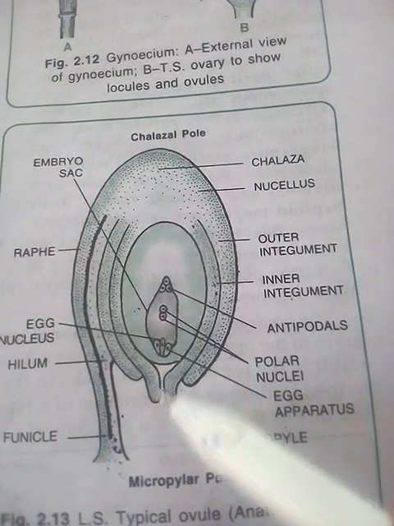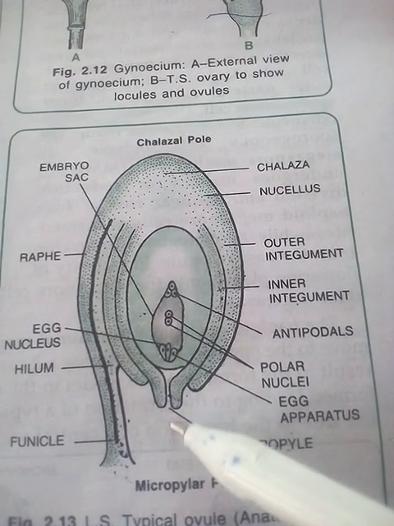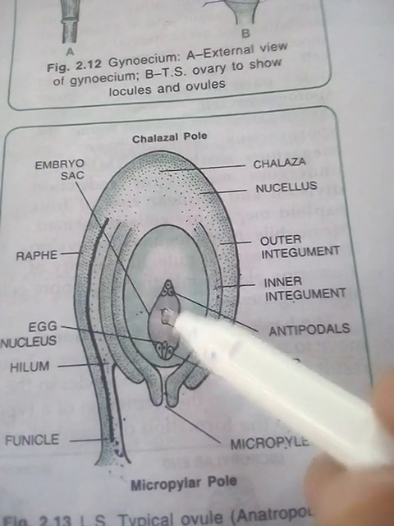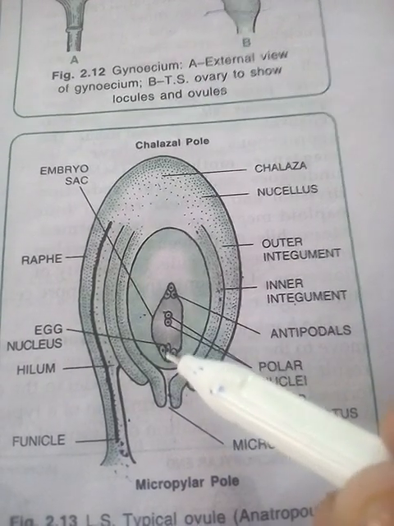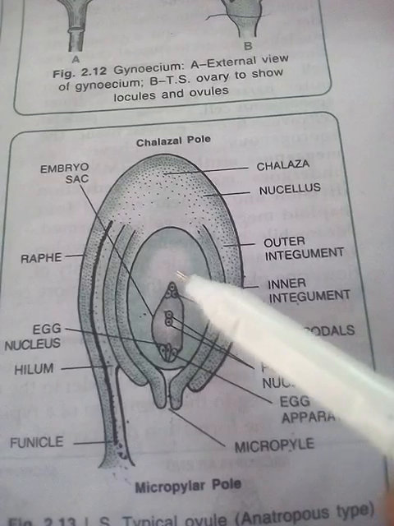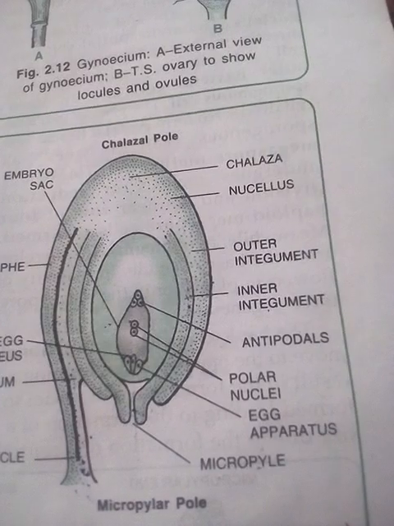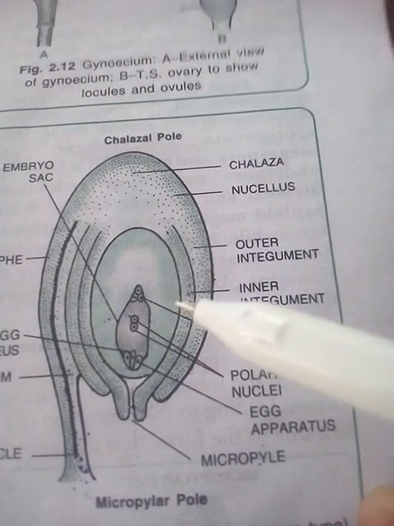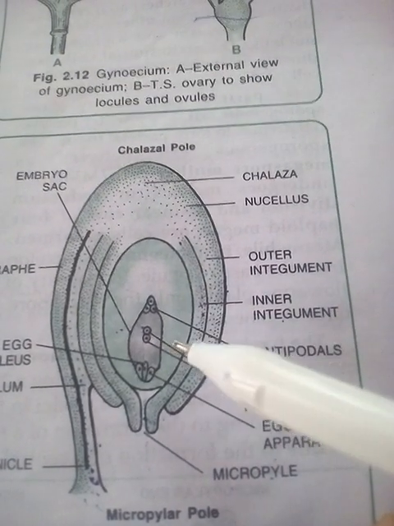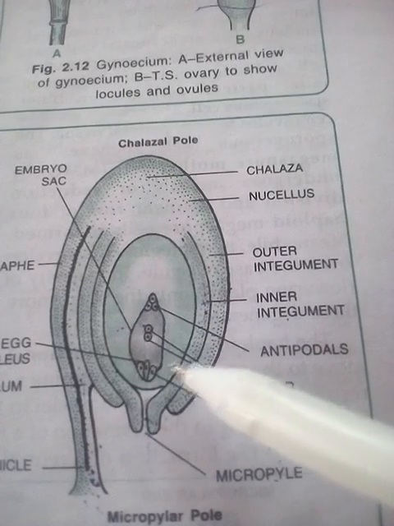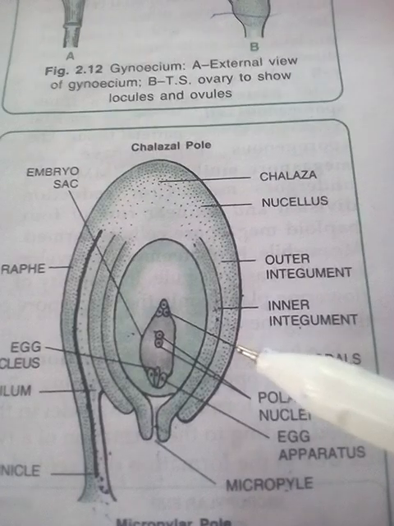Micropyle is the opening of the integuments, and through this micropyle the pollen tube, that is the male gametophyte, enters into the ovule. And the tissue of the ovule is known as nucellus. It is mainly made up of parenchymatous tissue, and inside the nucellus some reserve food materials are present, which supply nutrition to the developing embryo. Inside this ovule the embryo will be formed.